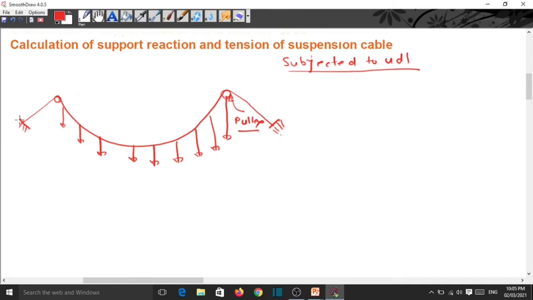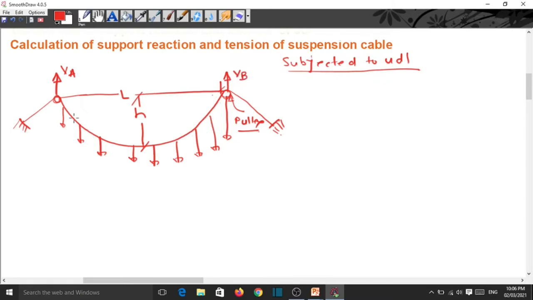Now this is an anchorage. Suppose this is a span L, and this is the dip of the cable that we denote as H, and this is a support of the pulley. At this support there are reactions. Here the UDL is downward, so the reaction is upward, which we call VA, and here also the UDL is downward, so the reaction is upward, which we call VB.